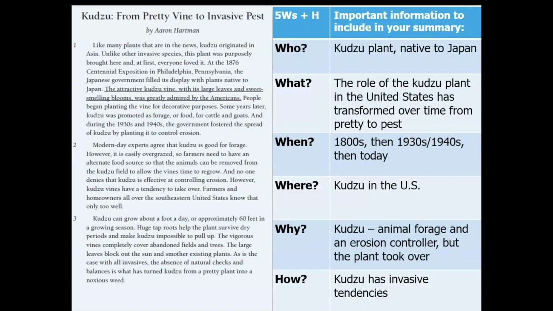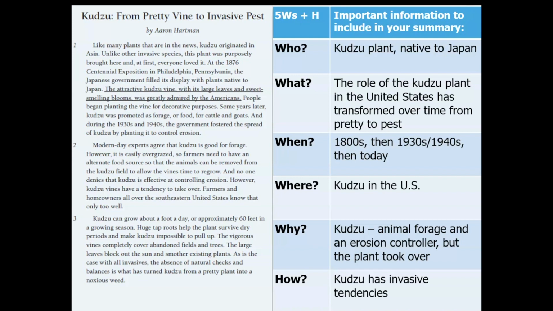So the who is the kudzu plant, which is native to Japan. The what is the role of the kudzu plant in the US and how it's transformed over time from pretty to being a pest. The article sort of takes us through the timeline from the 1800s to the 1930s and 40s, then to today, telling us how the kudzu plant has changed its role over time. This is specifically the kudzu plant in the US, where it has become invasive.